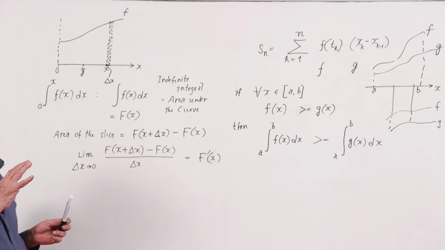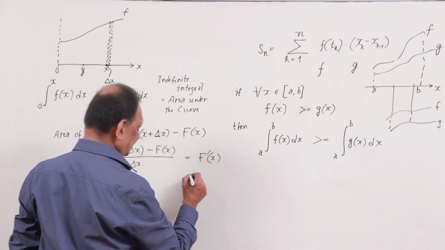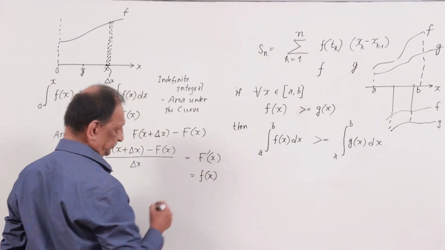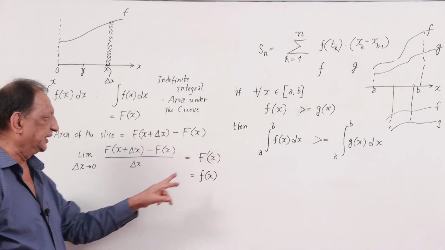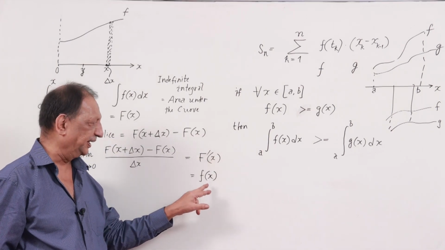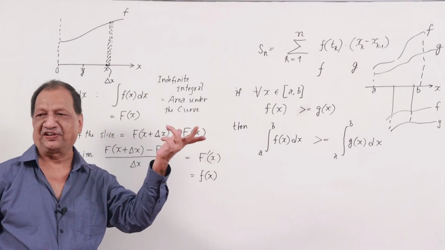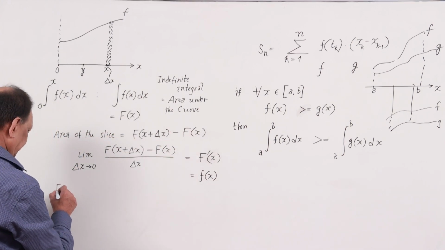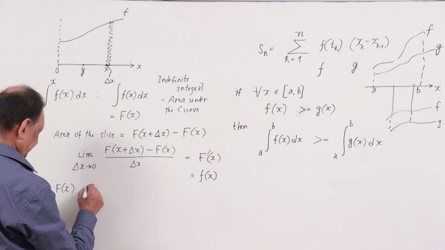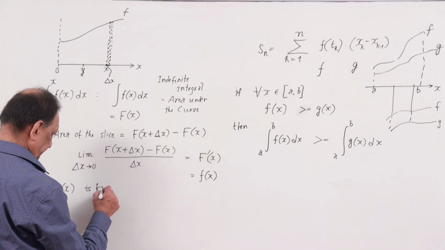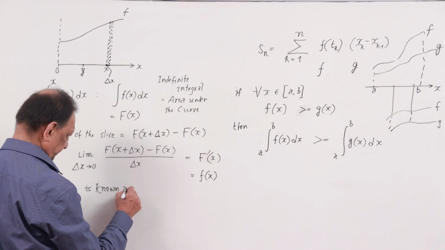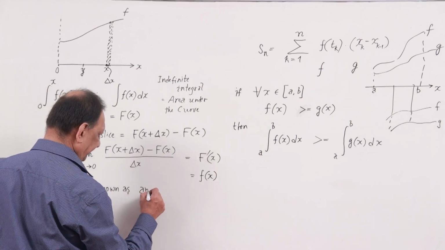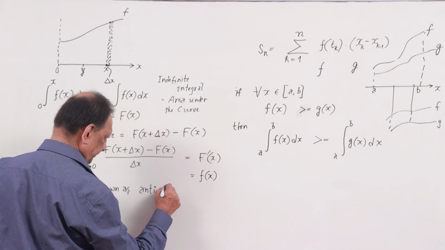And the first part of the fundamental theorem of calculus says this is equal to f of x. That is, the derivative of the indefinite integral is the original function itself. So that's why F of x is also known as the antiderivative of f of x.